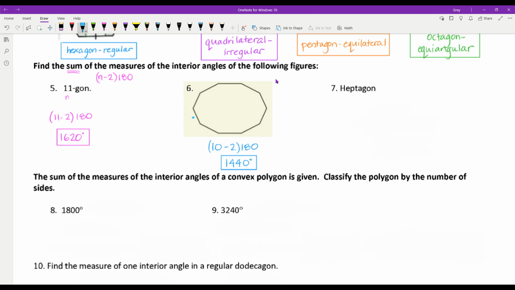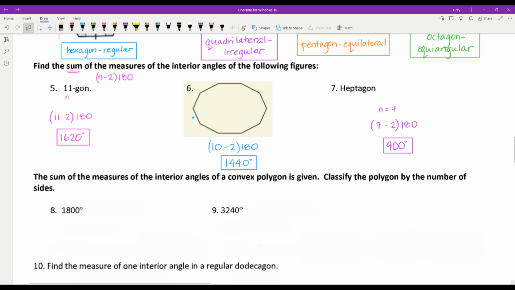Then we have a heptagon, so you've got to know the name. Number 7 is a heptagon, and that means that I have n equal to 7, because I have 7 sides. So in my formula, 7 minus 2 times 180, 5 times 180 is 900. So the sum of the measures of the interior angles is 900.